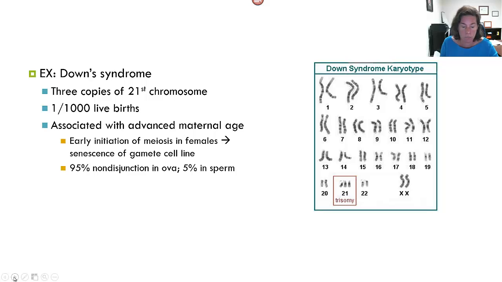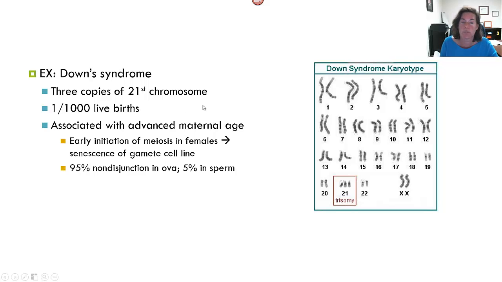One of the most common types of non-disjunction is Down syndrome, where we have 3 copies of the 21st chromosome. Here you see all your chromosomes, and they're all in pairs of 2, except number 21, where we have 3. You see it's a female because they have 2 X's. Interestingly, Down syndrome has a very high frequency. It's 1 in 1,000 live births.